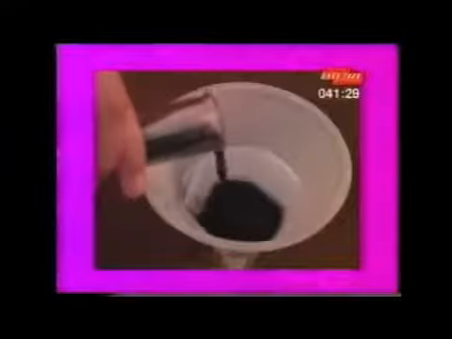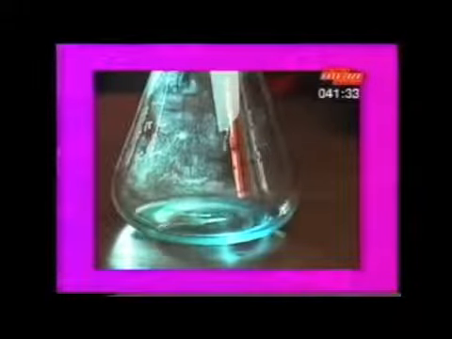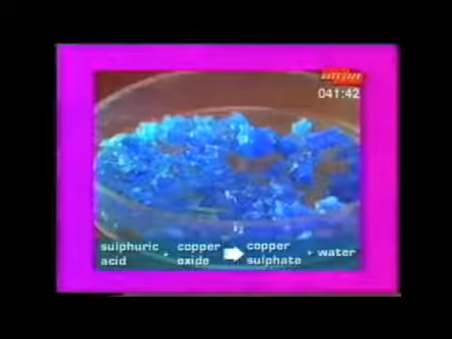Dilute sulfuric acid is added to the metal base copper oxide, which produces water and the dissolved salt. Once filtered, the water in the blue solution can be evaporated away to leave blue crystals of the salt copper sulfate. Here, sulfuric acid with copper oxide makes the salt copper sulfate plus water.